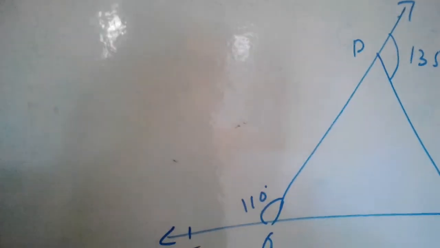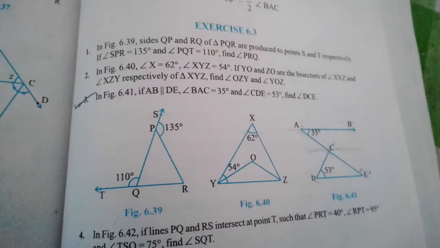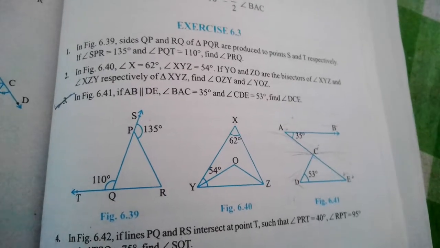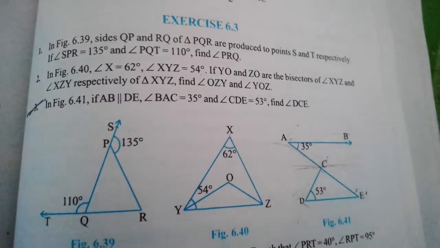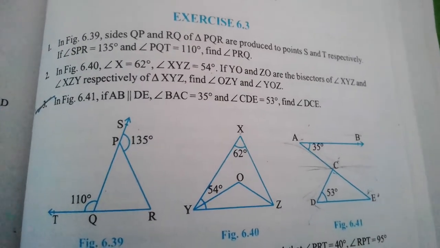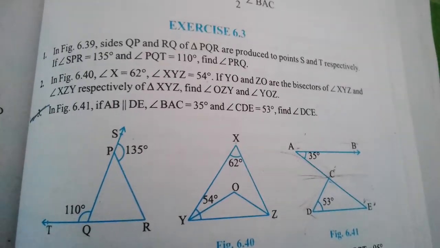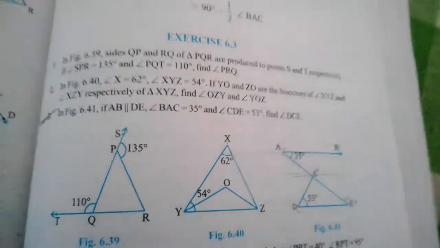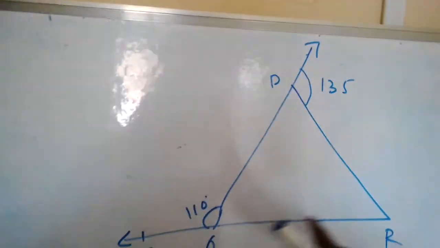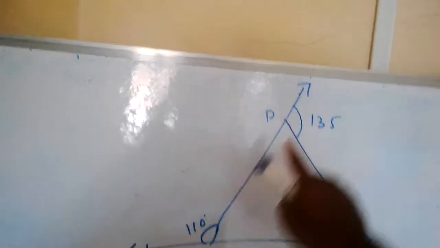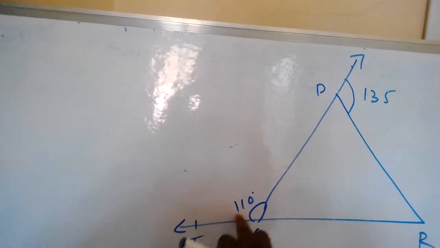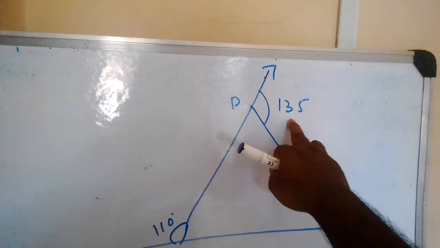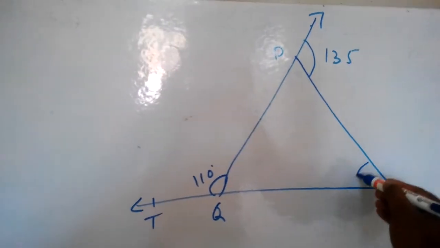Okay. First problem, in 6.3: sides PQ and QR of a triangle PQR are produced to points S and T respectively. If angle SPR equal to 135 and angle PQT equal to 110, find angle PRQ. Here in this triangle this line is extended and this line is also extended. Here one exterior angle is formed 110, here one exterior angle 135. Now they asked to find this angle PRQ.